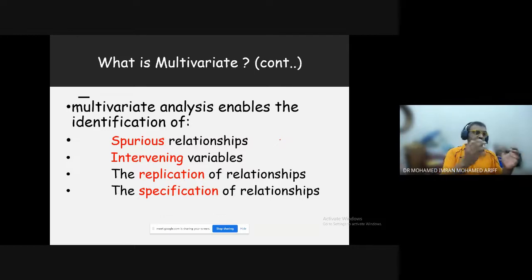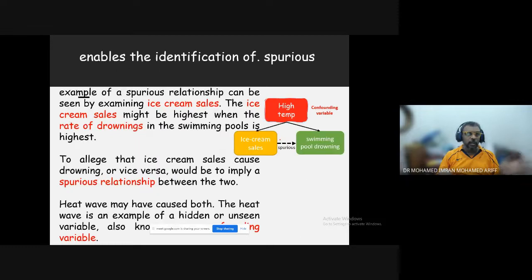If you're doing a study for SMEs, you can also use the same diagram, the same study, the same method for non-SME companies. Okay, that is replication. Or it is specification: this is only for SMEs, this is only for PFI projects. So you can also find that out in multivariate analysis. So what is a spurious relationship?